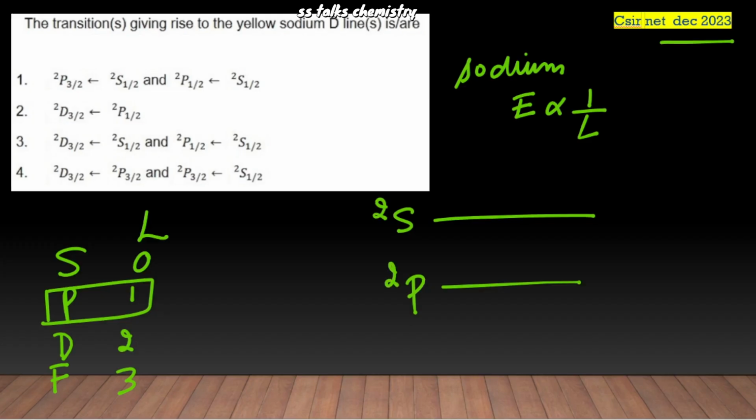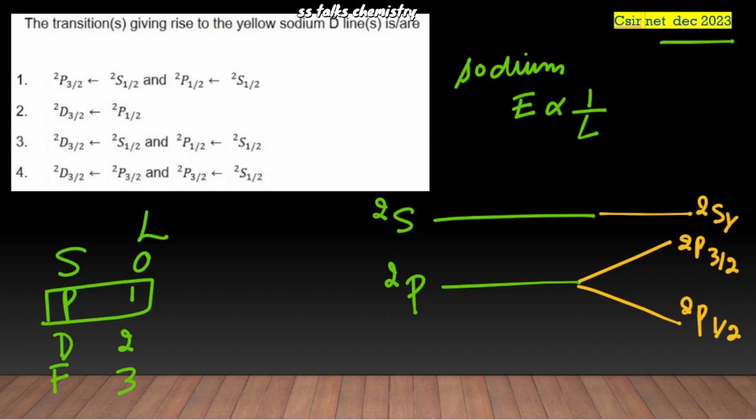Further, they show the splitting into the various energy levels. S does not split, P splits into levels based upon the J values. Because the sodium atom is less than half-filled, the lower J value is going to be of lower energy. So it is going to be 2P1/2, and here you have 2P3/2. Here you have 2S1/2.